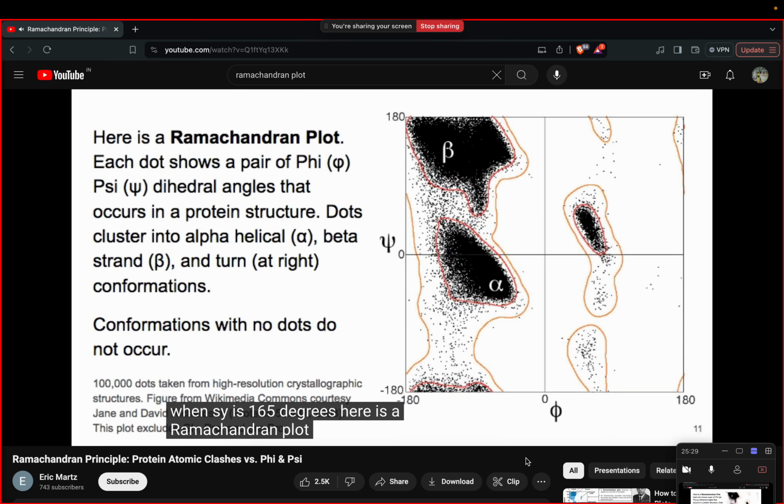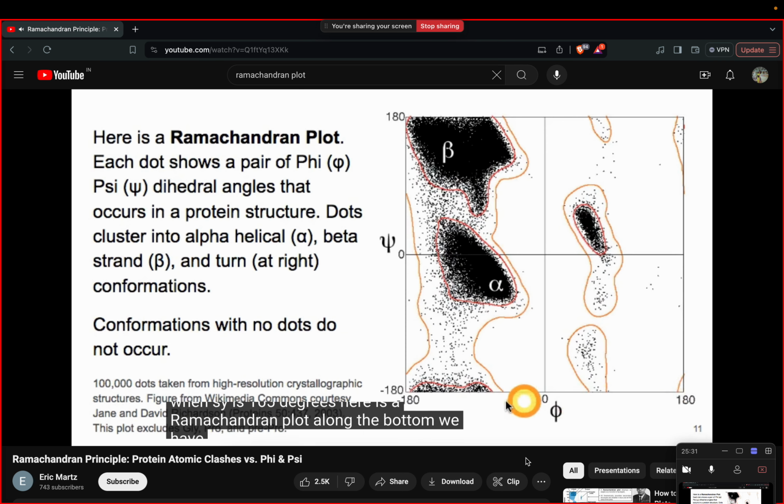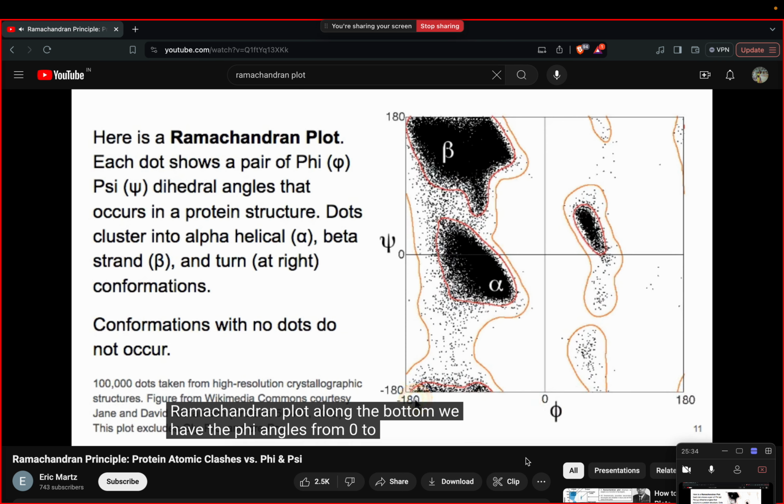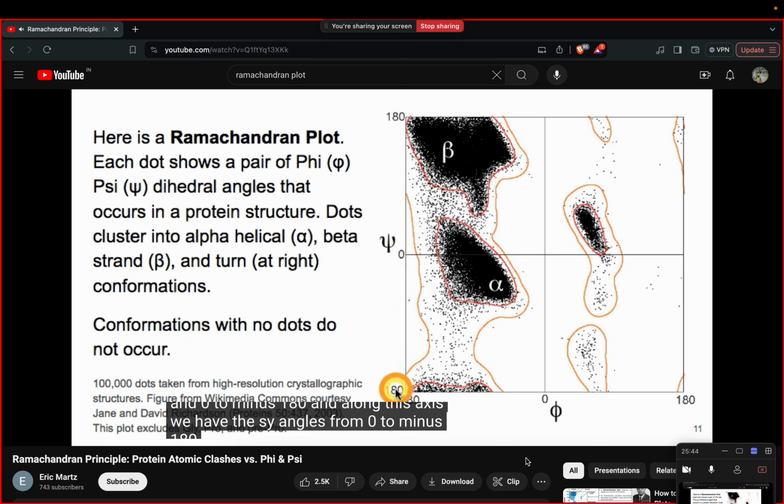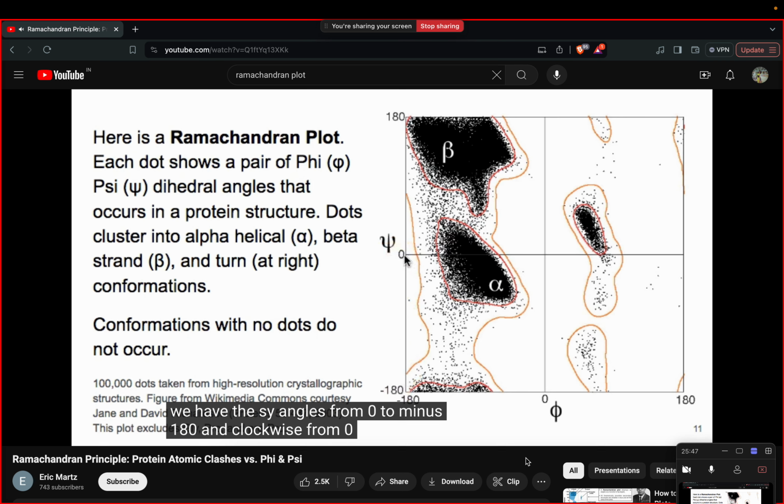Here is a Ramachandran plot. Along the bottom, we have the phi angles from 0 to plus 180 and 0 to minus 180. And along this axis, we have the psi angles from 0 to minus 180 and clockwise from 0 to plus 180. Inside the plot, we have 100,000 tiny dots. Each dot represents the phi and psi angles that actually occurred in a single amino acid in one of a large number of reliable protein structures.